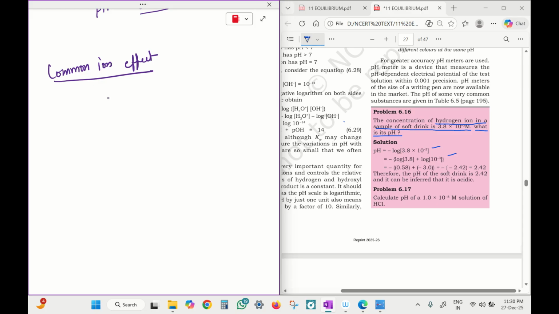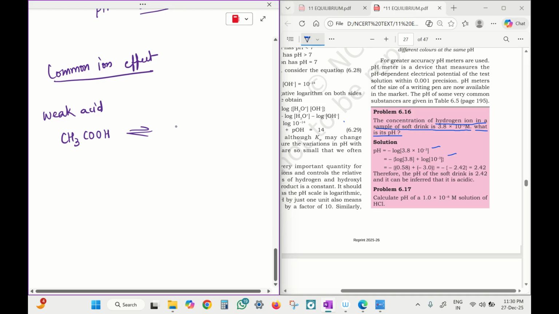So what is the common ion effect? Assume that you have got a weak acid, and the weak acid exhibits an equilibrium situation. So assume that we have got CH3COOH in dissociation to form CH3COO minus and H plus.